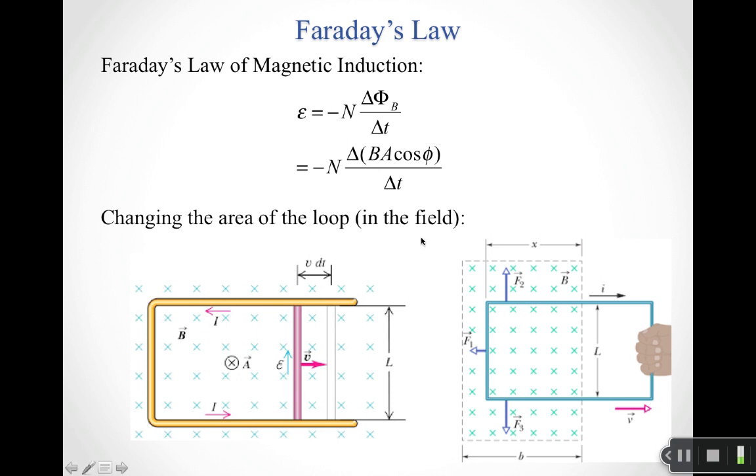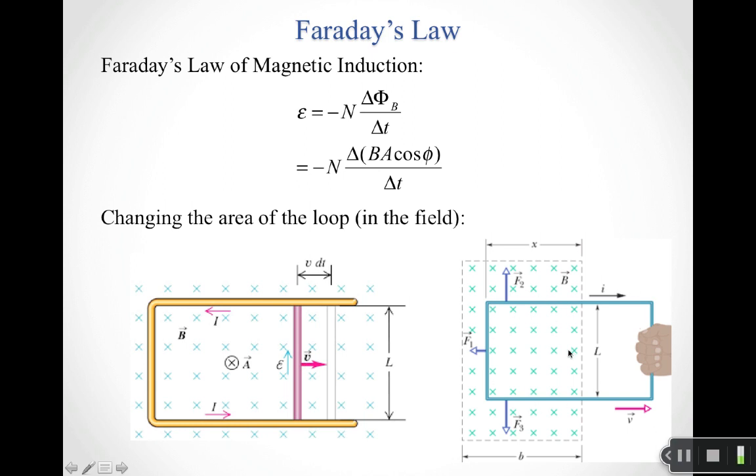I can also change the area of the loop that's in the field. So here's a situation where I've basically got a rail, and then I've got a conductor that lies across it. And again, as I start to move that conductor, if there's a magnetic field, I'm changing the area within this loop that's made by three sides of the rail plus the conductor. So if I were to pull this conductor away, I would be increasing the area. Right here, I literally physically changed the area. It got bigger as I pulled this away.